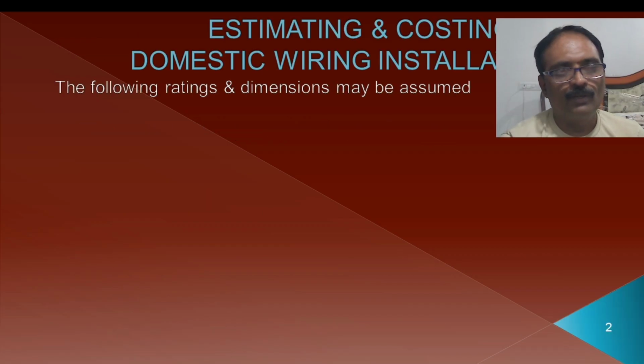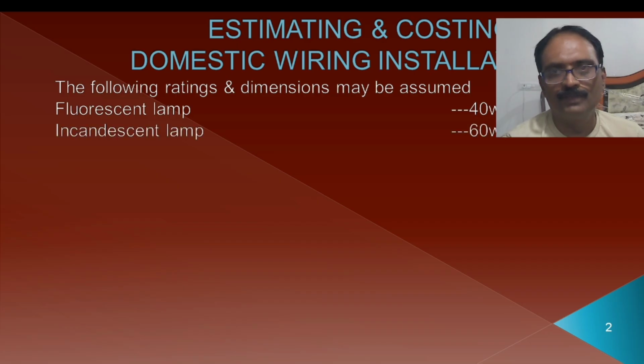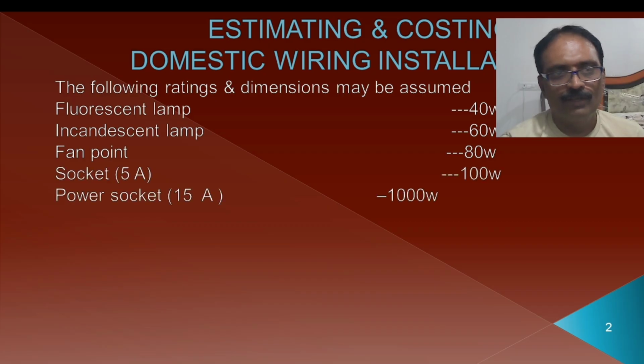Generally the following ratings and dimensions may be assumed: a fluorescent lamp is of power 40 watts, an incandescent lamp 60 watts. These are the general wattages for different loads that we consider. For a fan point we consider 80 watts, for a socket 100 watts, for a power socket of 15 amperes 1000 watts. Of course it may vary from one author to another. These are the general things that we consider.